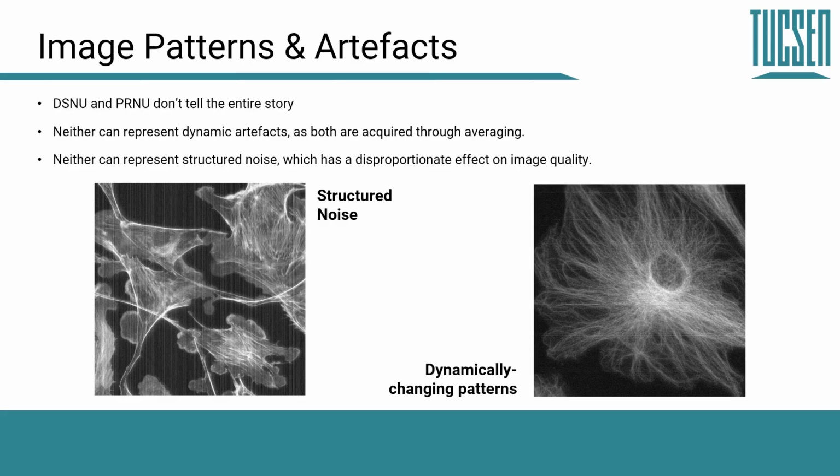And this is a problem with measuring things in this way and representing an entire image as one single value. On the right here we have an example of a dynamic artifact where we can sometimes get a scrolling pattern of bright or dark rows on the camera. This is quite a common issue that you might come across sometimes.